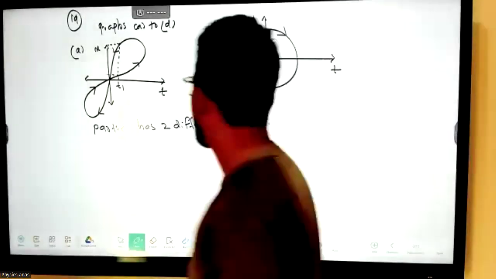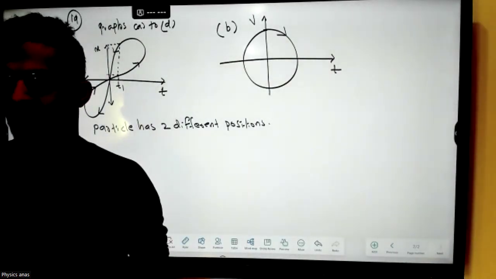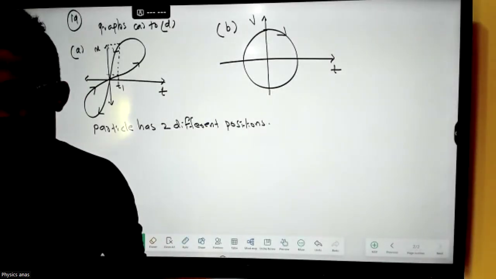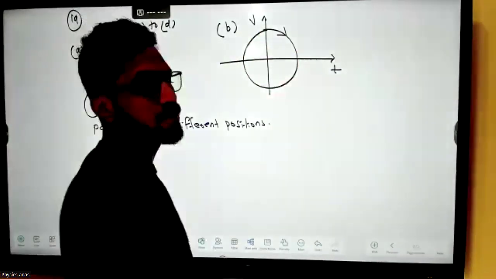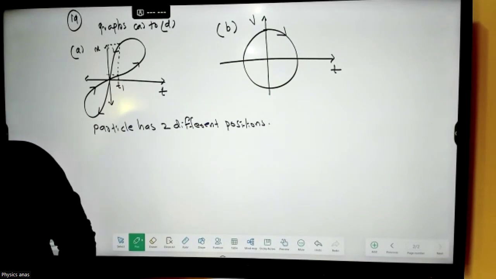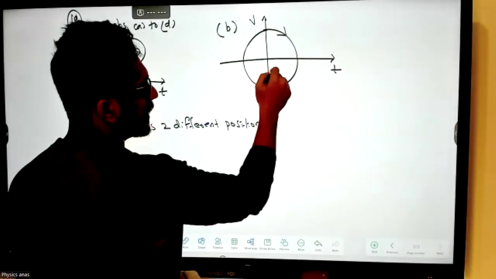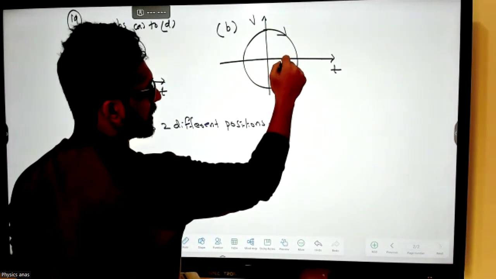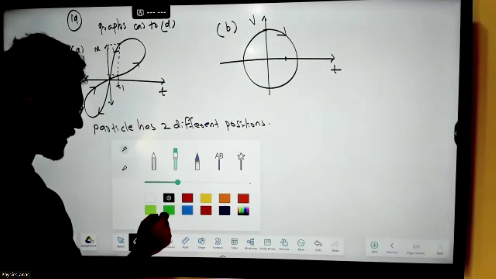No, it is not one-dimensional motion. Why is that? The same reason goes here also, for a particular time. Let's look at this time here. What is the speciality of that point?